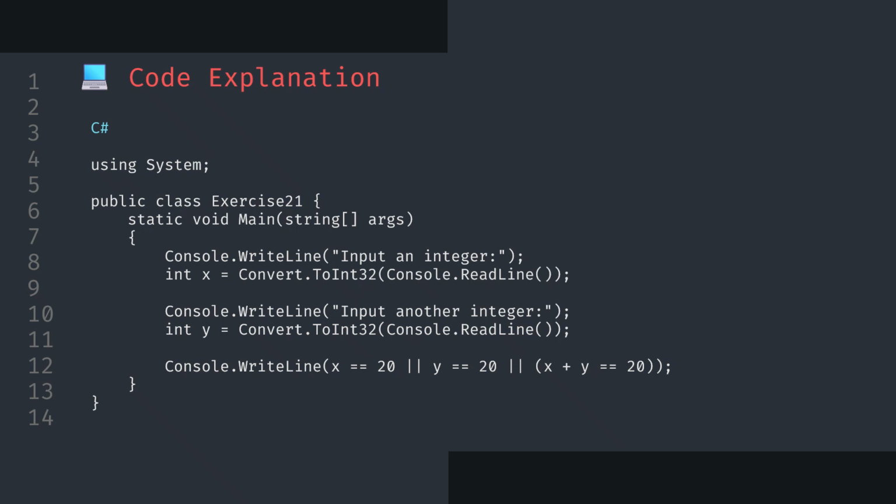Here's the program. We prompt for two integers and pass them to Convert.ToInt32. The key line is the Boolean expression: x equals 20 or y equals 20 or x plus y equals 20. The OR operator ensures that if any of the three conditions is true, the overall expression is true. The result is printed directly to the console. It is compact and expressive, exactly what you want for small checks like this.